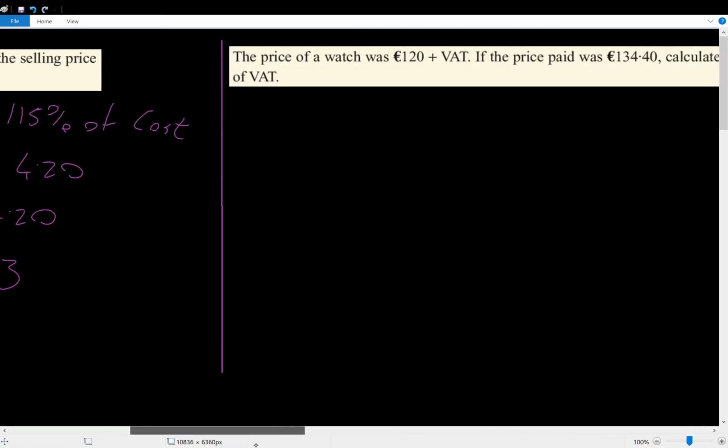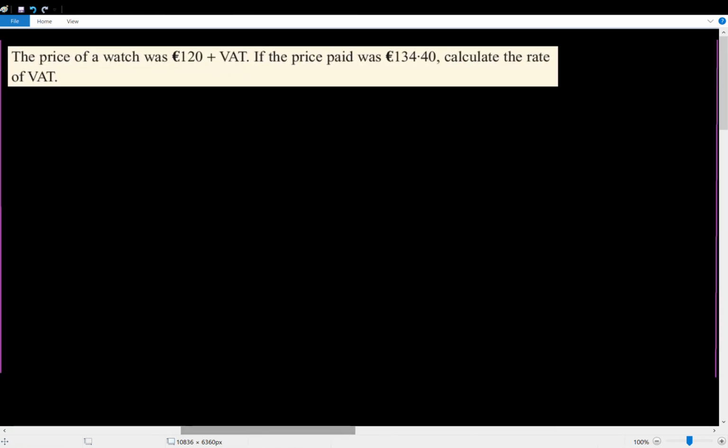Let's take a look at another example here, where this time the price of a watch was €120 plus VAT. If the price paid was €134.40, calculate the VAT rate. So this time we have our price before VAT and we have our price after VAT. And all we've got to do is find the percentage of the VAT rate.